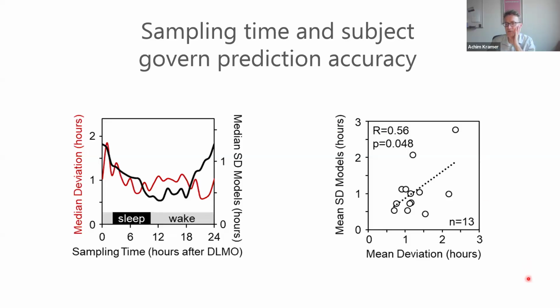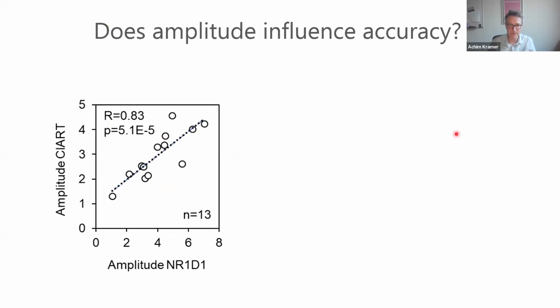So we were hypothesizing that for those where the deviation is high and the standard deviation of the model is high, maybe these people have a low amplitude. And this was our next question. Does amplitude influence accuracy? So first we looked, what is amplitude? Amplitude is how strong the rhythm is.